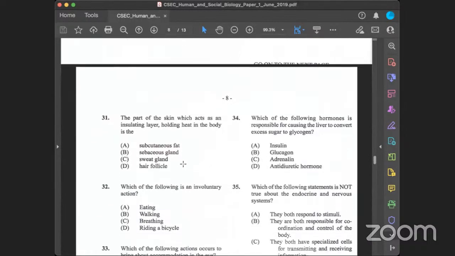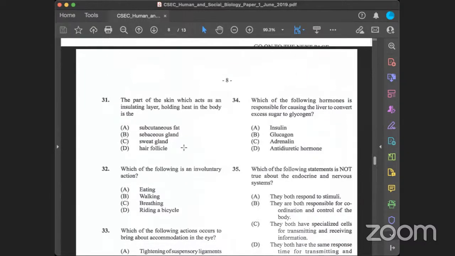31. The part of the skin which acts as an insulating layer, holding heat in the body is the follicle.